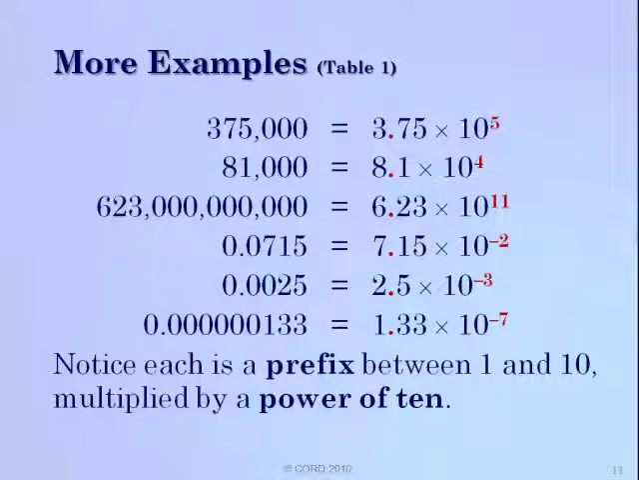Here are some more examples that you can see that we have the ability to write very large and very small numbers in scientific notation. Notice that each one is a prefix between 1 and 10 multiplied by a power of 10.